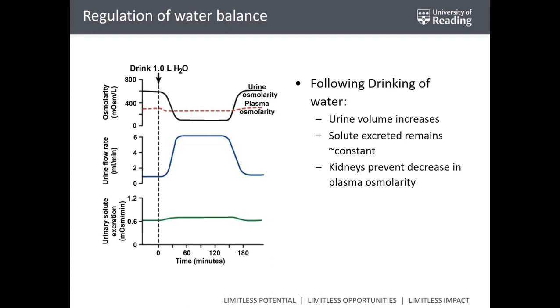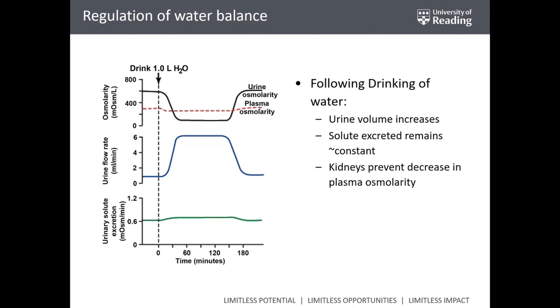In the second plot, we have the urine flow rate. Well, that is kind of understandable, right? For the urine osmolarity to decrease, we will have to have more water and less solute. So since the urinary solute excretion doesn't radically change with the drinking of water, what occurs is that the urine flow rate increases.